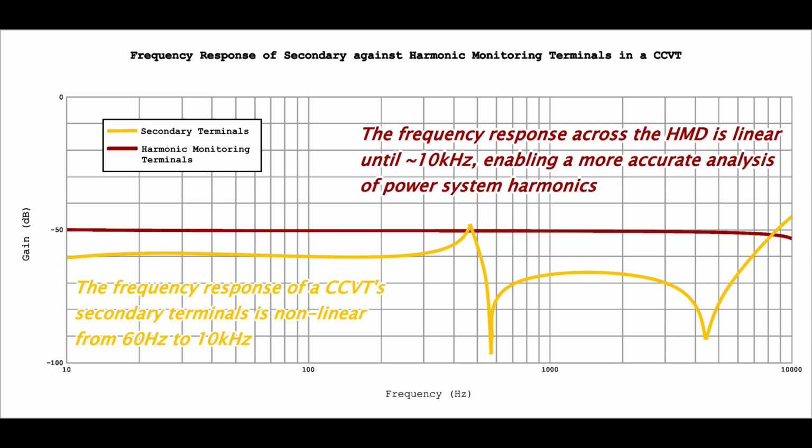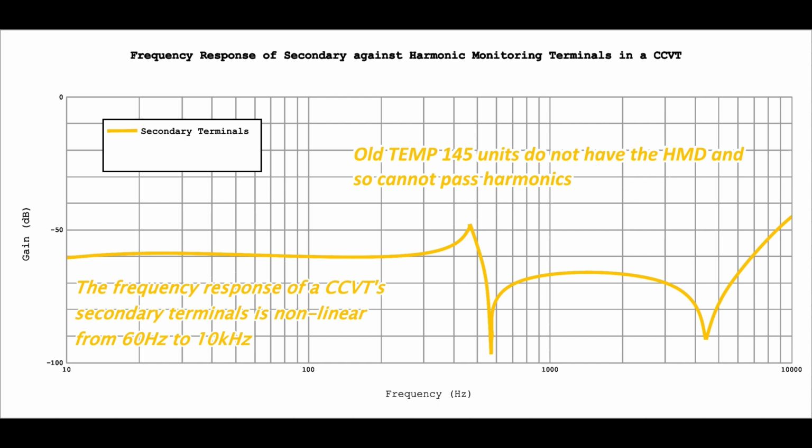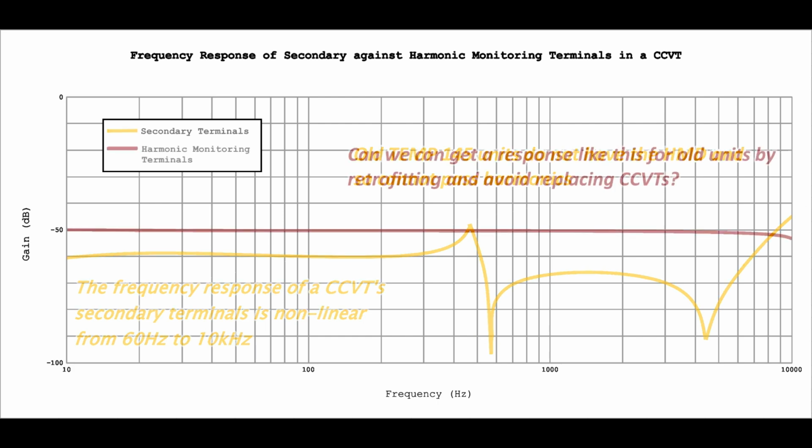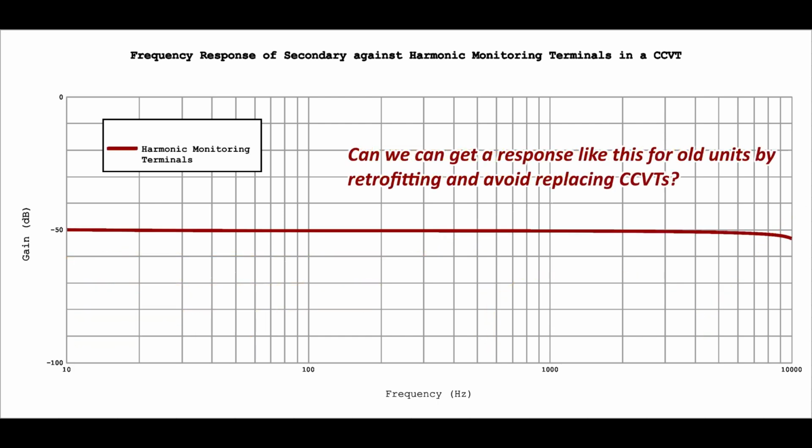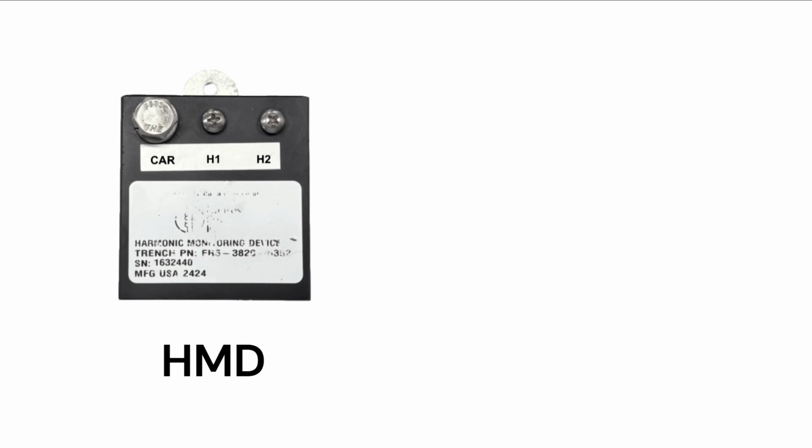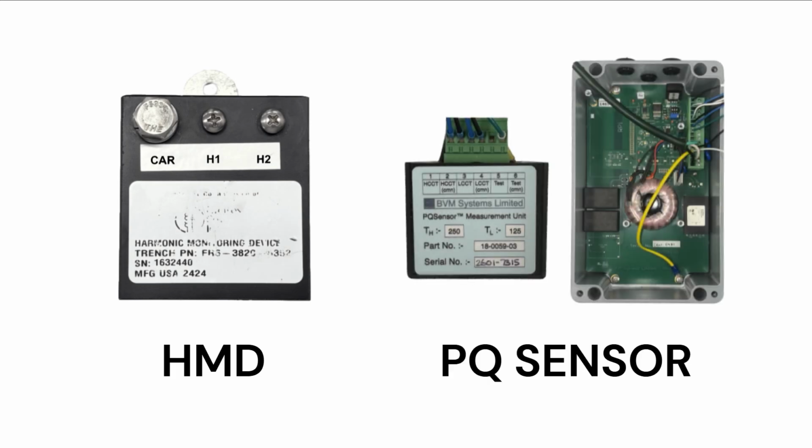But not all Temp 145s can do this. Old units do not have the HMD installed. Factory installing the HMD on old Temp 145s is difficult and costly. So what if we can measure the harmonics by field retrofitting the HMD or another device, the Ritz Power Quality or PQ Sensor, and avoid the arduous process of sending the Temp 145 back to the factory?